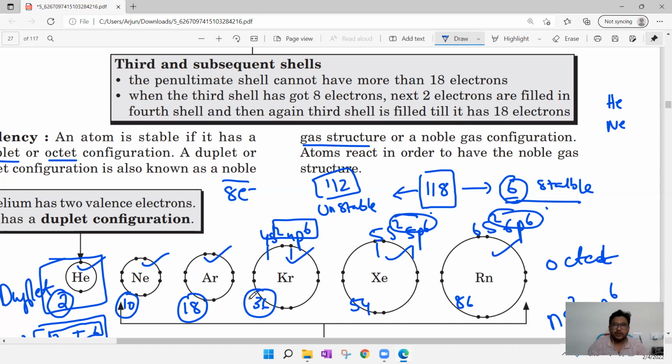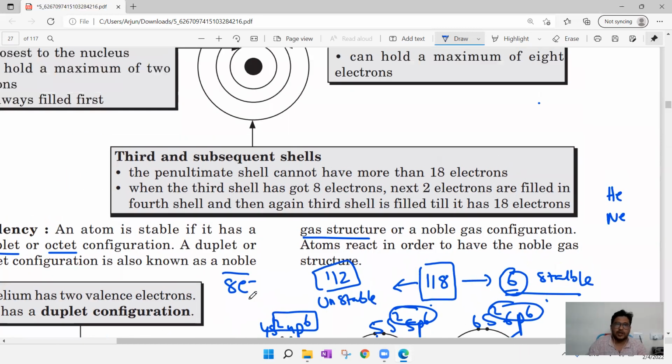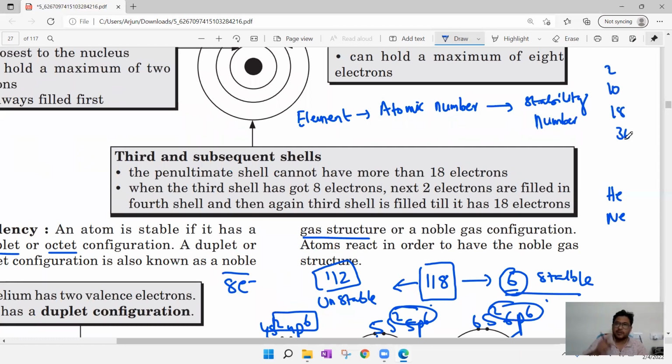Now, what we have to do is, whatever the atomic number may be, we have to compare. Whenever one element is given to you, that element will have an atomic number. You have to compare that atomic number with the stability numbers. What are those stability numbers? 2, 10, 18, 36. I told you to remember at least these 4, so that we can compare.